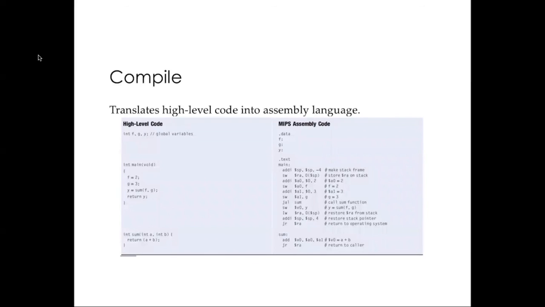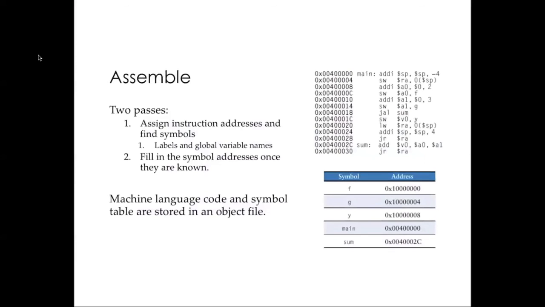First is the compile phase. This is where you take your C, Java, or whatever else code and turn it into assembly code, or more likely, have a compiler do it for you. Once we have assembly code, we still can't put it directly into memory. We have to run it through an assembler.